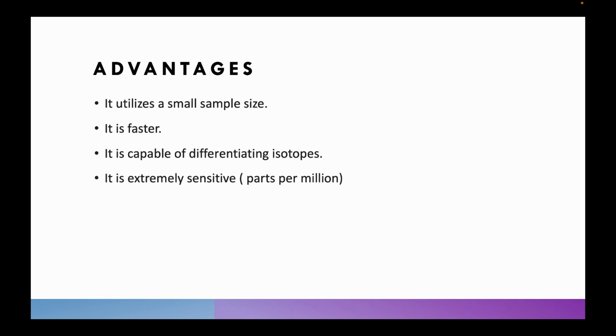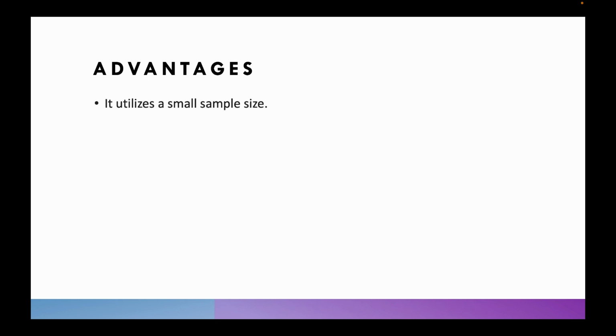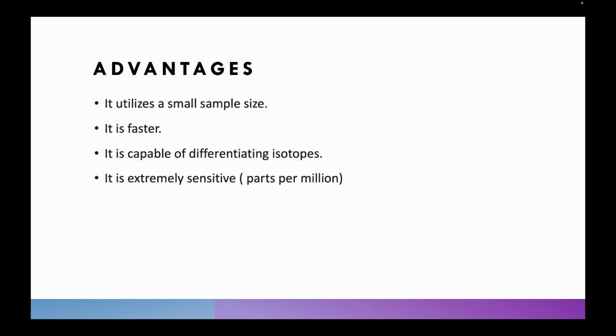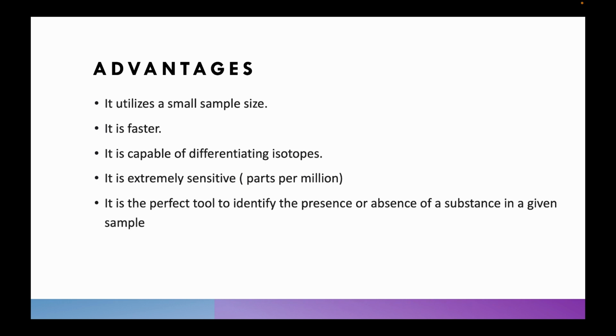And then it's very sensitive. Even a small abundance of protein, like I have shown you for glucagon, even if the quantity is very small, it can be detected with this technique. And then it is a perfect tool to identify the presence or absence, as we have talked about. So this technique is very advantageous, and it's used in research very much.